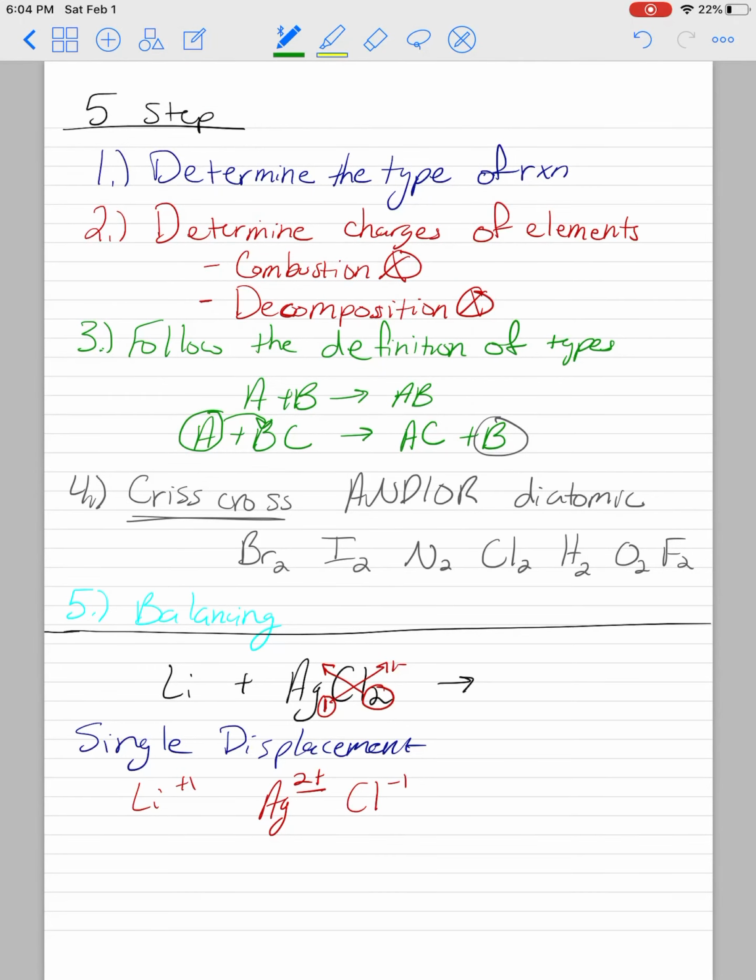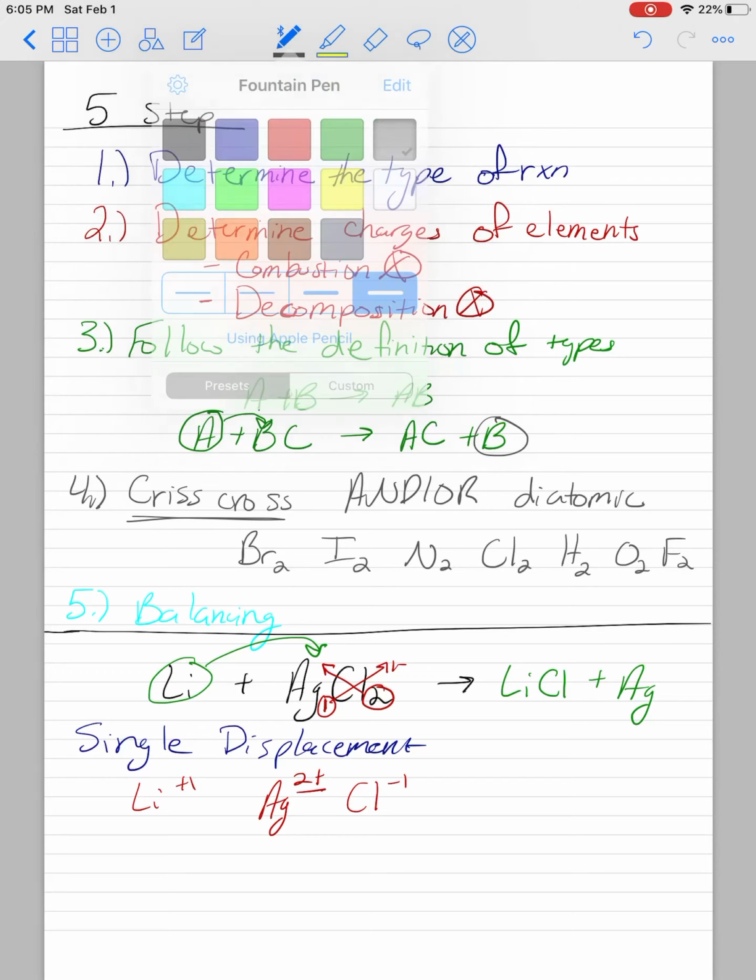Step 3, follow the definition of the type. Single displacement says that this element is going to replace one of those elements in the compound. Now, since lithium and silver are both cations, then lithium is going to replace silver, and we will have lithium chloride, and silver will be left alone.